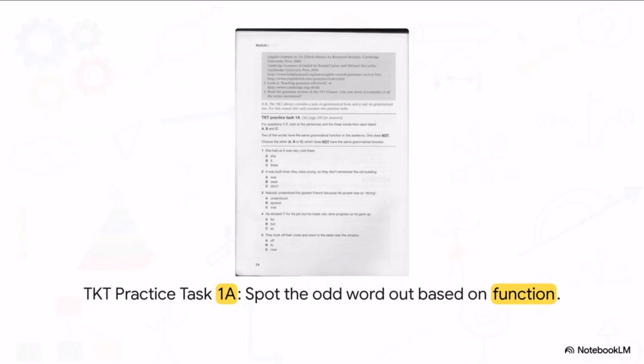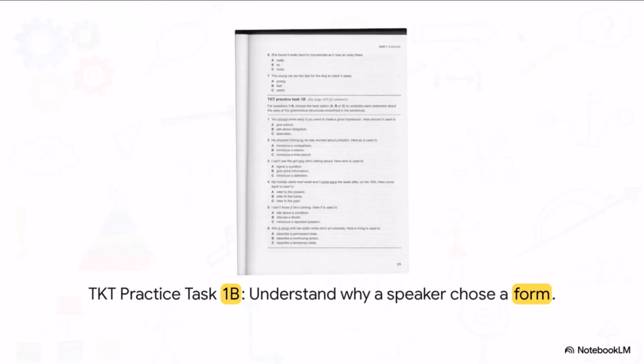Let's try question 1 together. The sentence is, she told us it was very cold there. Your options are she, it, and there. Well, she and it are both functioning as pronouns acting as subjects, but there, that's functioning as an adverb of place. So there is your odd one out. It's a fantastic exercise because it forces you to ignore the meaning of the word and focus purely on its structural function. Let's move to Task 1B and see how this builds.